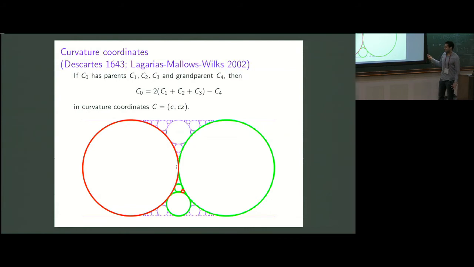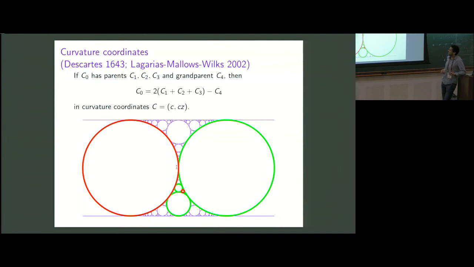So that's pretty cool. Now you might also want to know, though, not just what the curvature is, but where that circle is located, like where its center is. And this always amazes me that it took 300 and something years before Lagarias, Mallows, and Wilks discovered and proved that the centers obey the same linear relation, provided you first scale them by the curvatures.